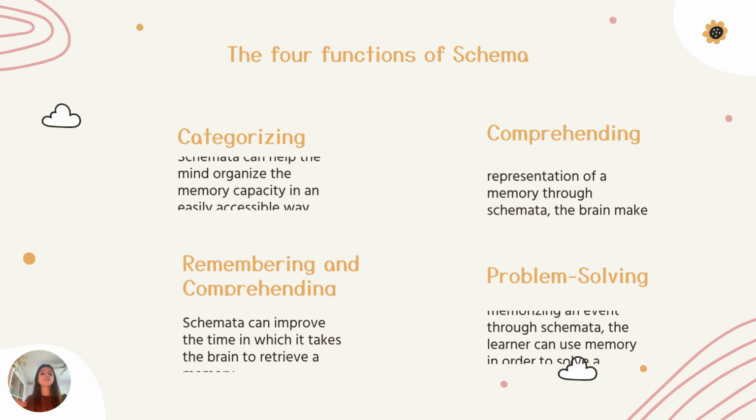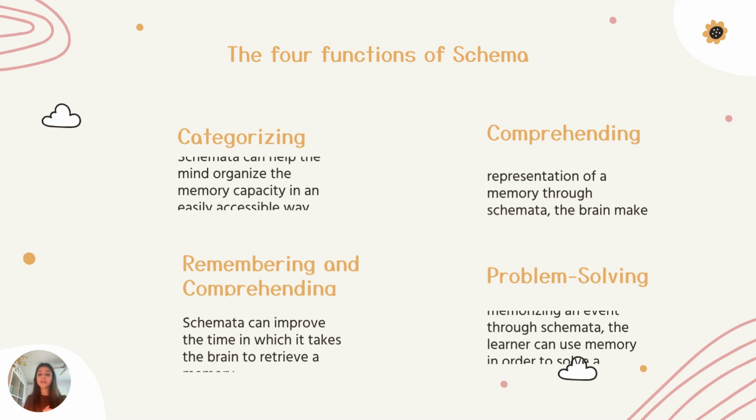So, like I said, that stop sign that you had to picture earlier, it probably came right to your mind instead of you thinking about it for a while. And then comprehending is third, which is by forming a mental representation of a memory through schemata, the brain can make connections. So you'd be like, okay, a birthday cake would most likely be at a birthday party, but it's not the same thing as a wedding cake because the wedding cake would be at a wedding.